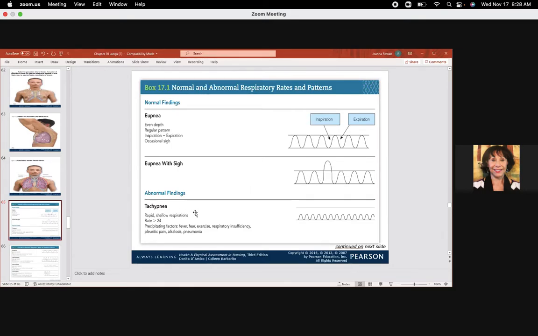You need to know the term tachypnea, which means rapid, shallow respirations, and the rate is greater than 24. Precipitating factors: the patient has fever, the patient is afraid, the person just finished exercising, or there is respiratory insufficiency, pleuritic pain, alkalosis, or pneumonia. Tachypnea is considered abnormal. If you were looking at the monitor, this is the way the pattern would look. It would be very rapid, even, but rapid.